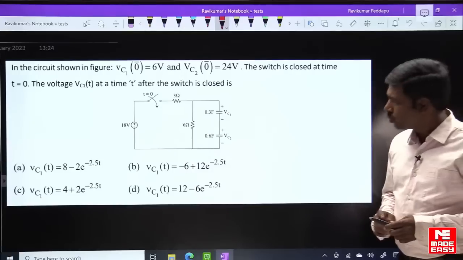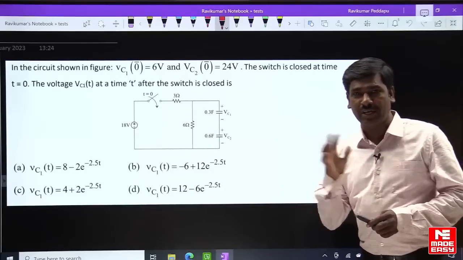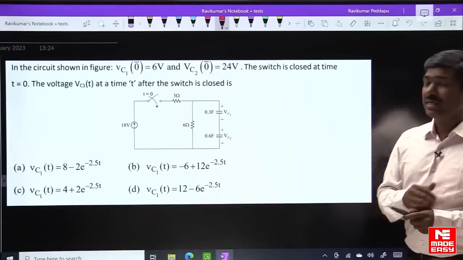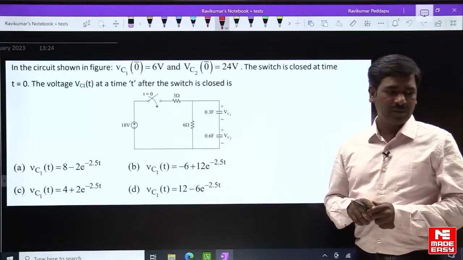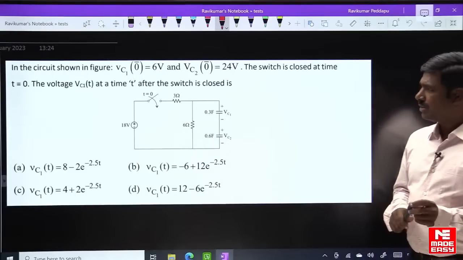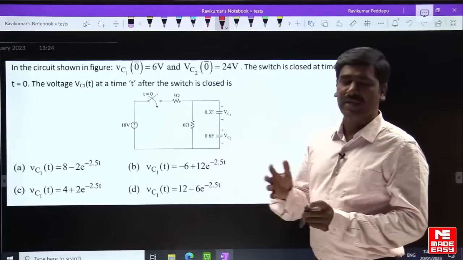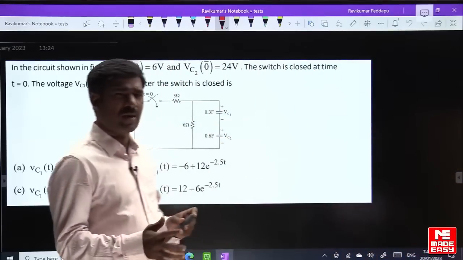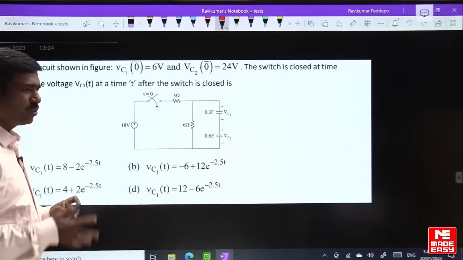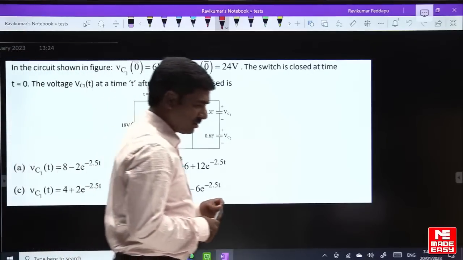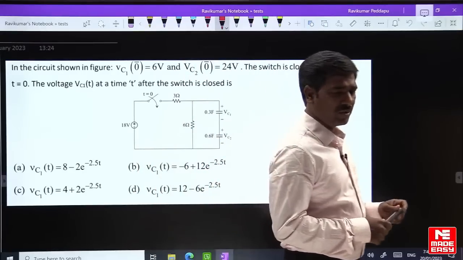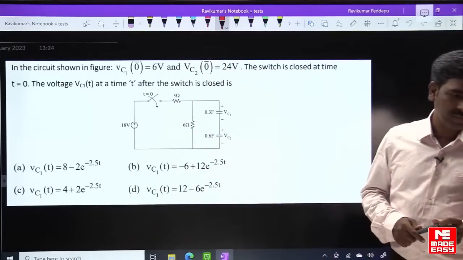But here two capacitors are there with initial conditions. To approach this, you can use the Laplace transform, or you can do it without Laplace. But using the Laplace transform will take more and more time. In place of the Laplace transform, use just the formula: final value plus initial value minus final value e power minus t by tau.